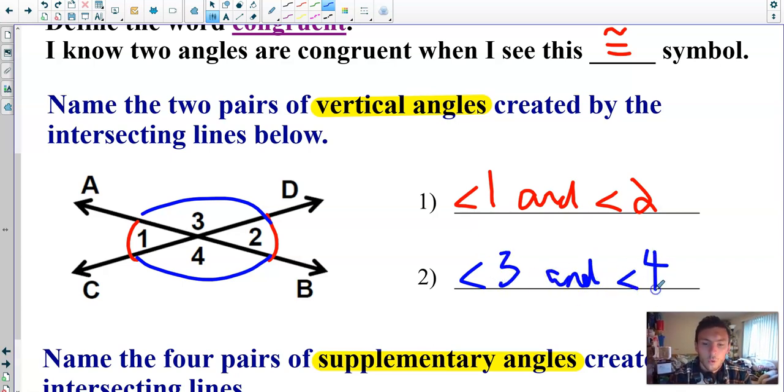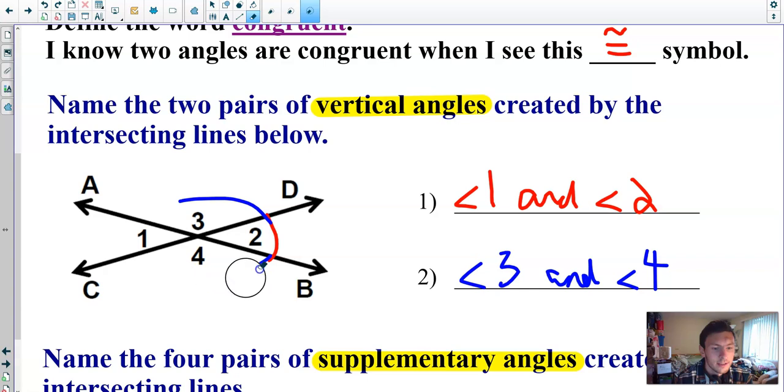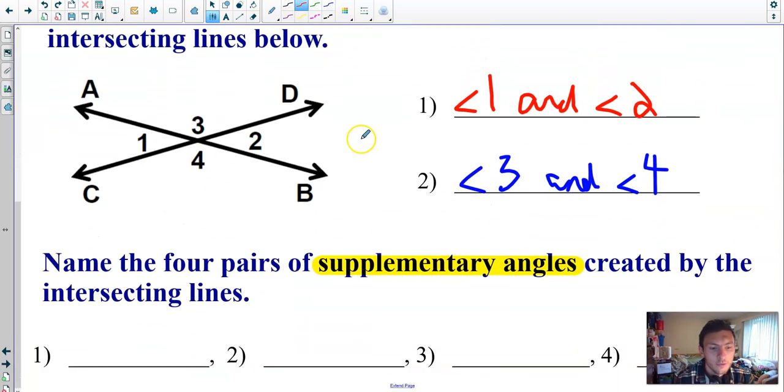and angle 4. Now in the same diagram, name some pairs of supplementary angles. Remember that supplementary angles add up to 180. They form a straight line. They form a semicircle. So I'm looking at this diagram and I'm looking for straight lines, or I'm looking for semicircles. The first pair of supplementary angles that I see, angle 1 and angle 3.